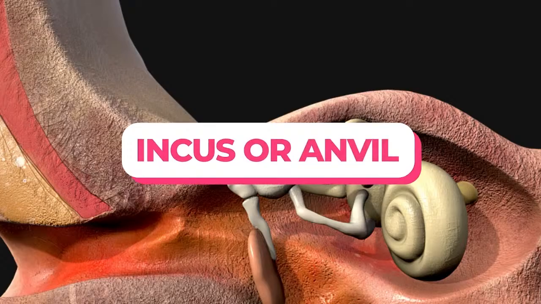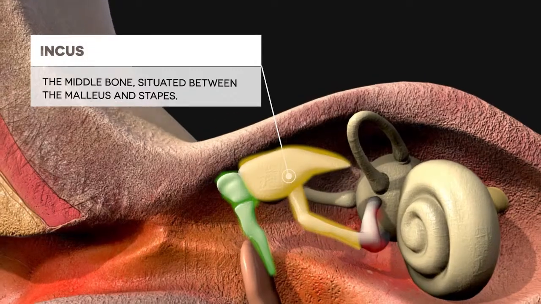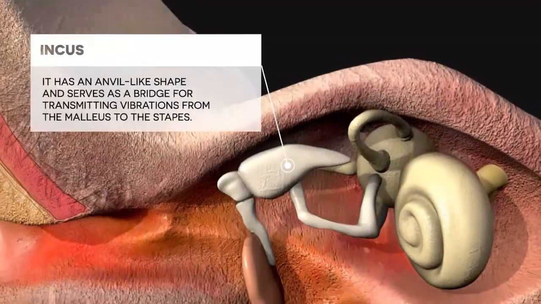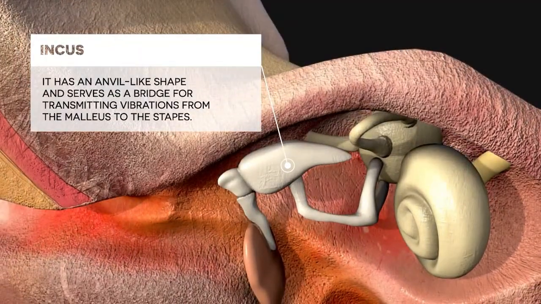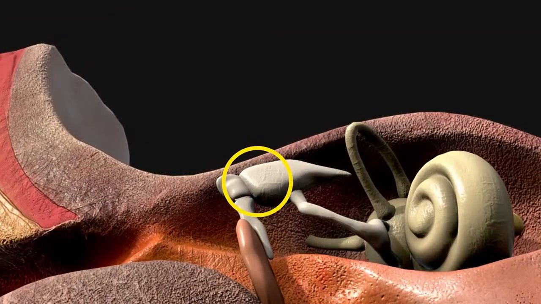Incus, or anvil. The incus is the middle bone, situated between the malleus and stapes. It has an anvil-like shape and serves as a bridge for transmitting vibrations from the malleus to the stapes. The joint between the malleus and incus allows efficient transmission and amplification of these vibrations.